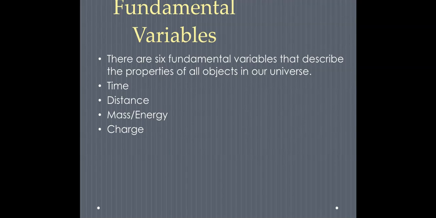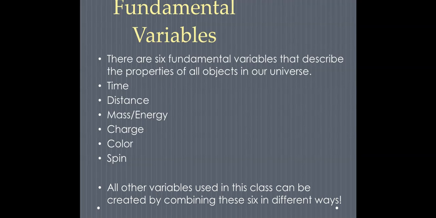Now, charge is something that comes up later on in the second semester of physics, and that's basically something that could be positively or negatively charged. Color is another one, also talked about in second semester. And spin is the last fundamental variable, but this is one that we don't really talk much about in the first year physics class, but it definitely comes up in other physics classes and other classes like chemistry as well.